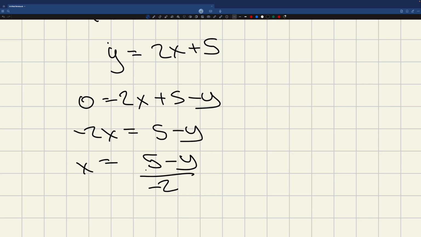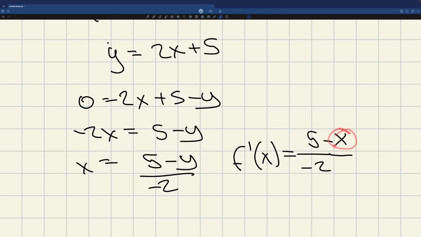And now, you just do a bit of trickery, and then you swap them back. So you get the inverse function of x, and this is how you write down the inverse. You put f, the name of the function, and then this little dash, an apostrophe, a little apostrophe. And that's how you denote inverse functions. So you'd get f inverse of x is equal to (5 minus x) divided by negative 2. Now what did I do here? I just took the y and replaced it with an x.